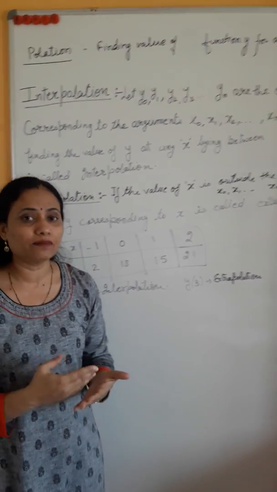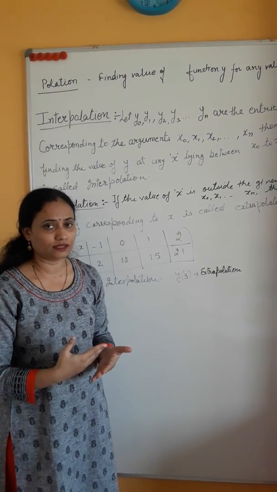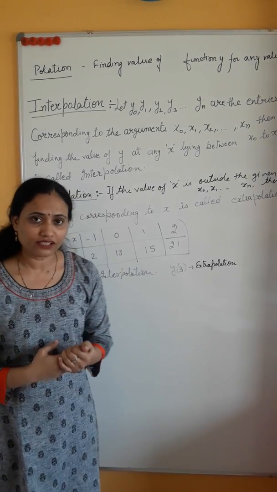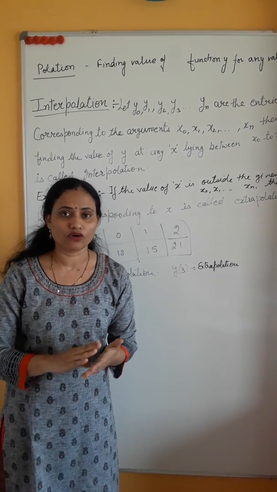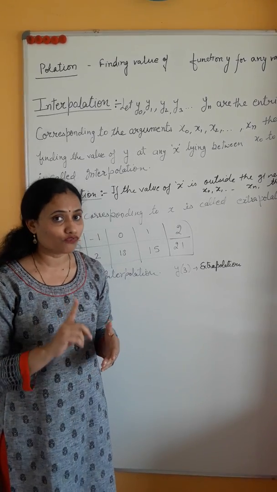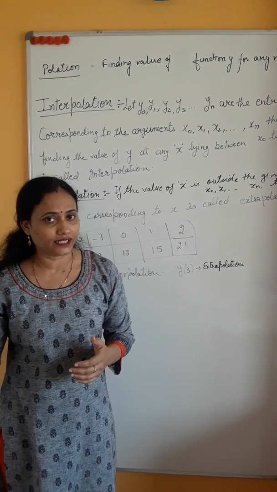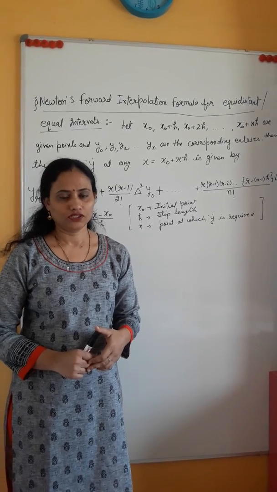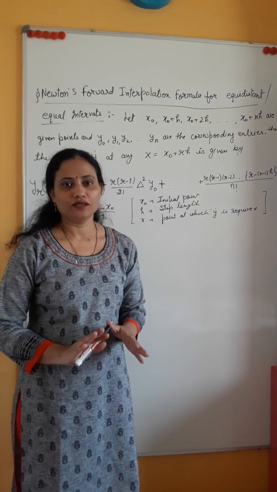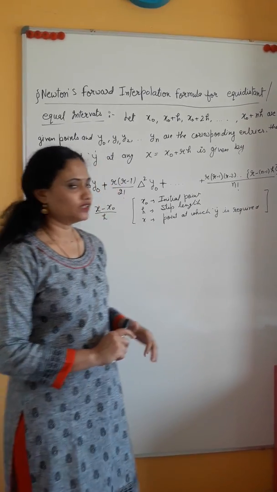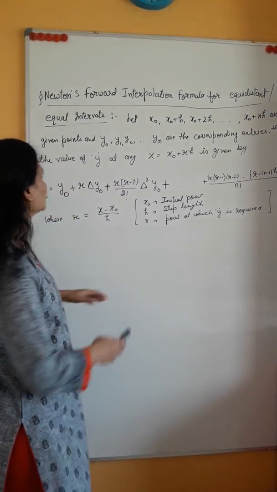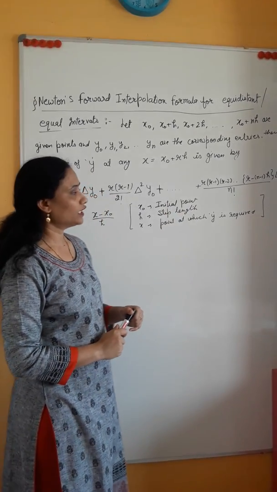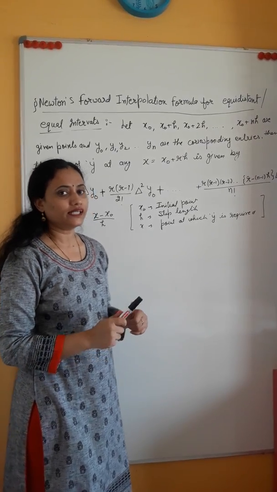Now we will learn some techniques of interpolation, some techniques to find out unknowns at any given point. Okay, so let's start with the first technique, Newton's forward interpolation formula for equidistant intervals or equal intervals. Okay, so I believe you all are ready with pen, notebook and calculator. So the first technique for interpolation is Newton's forward interpolation formula for equidistant intervals or equal intervals.